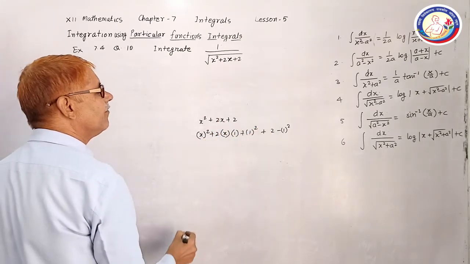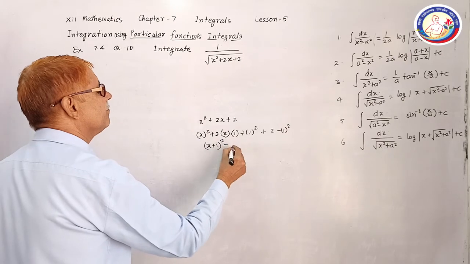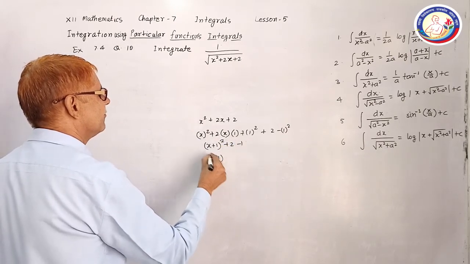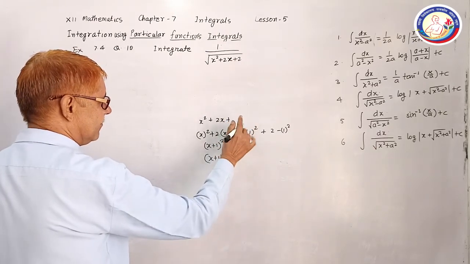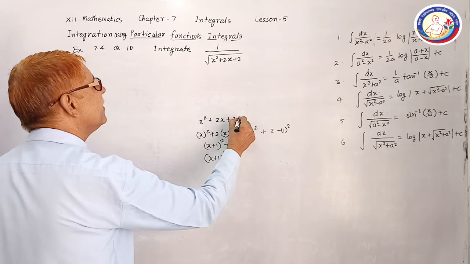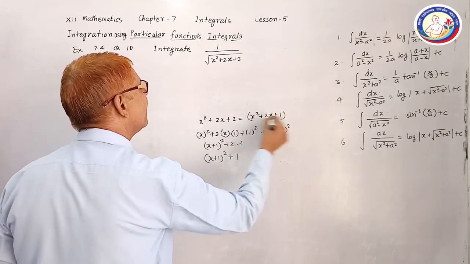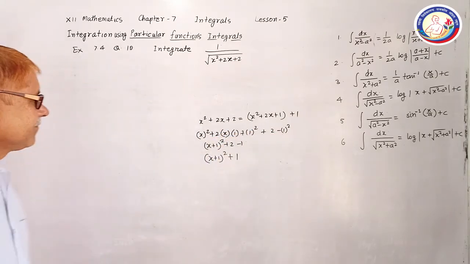What will be the further step? It will be x plus 1 whole square plus 2 minus 1. That will be x plus 1 whole square and plus 1. Or you can use here in place of this x square plus 2x plus 1, it is perfect square and plus 1 directly. But trick is this.